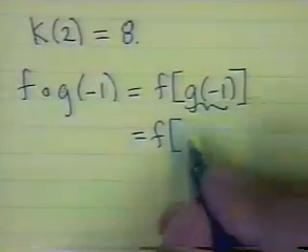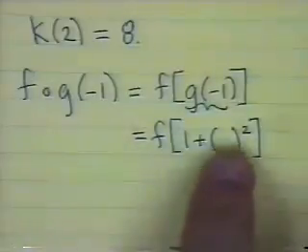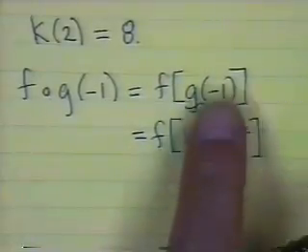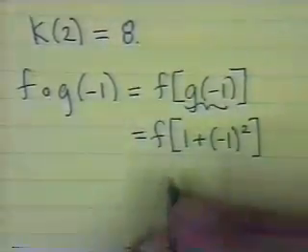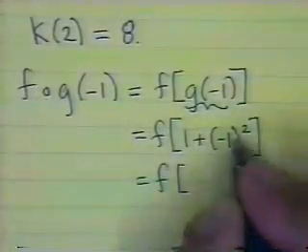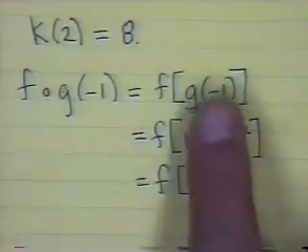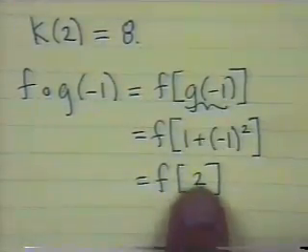Don't forget, function g is 1 plus x squared. Everywhere we had an x in function g, we're replacing it with negative 1. So we're going to clean that up. That's 1 plus negative 1 squared, which is 1, so that gives me a value of 2. We've cleaned up g of negative 1. It gave us a value of 2.